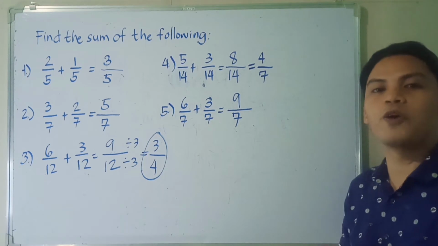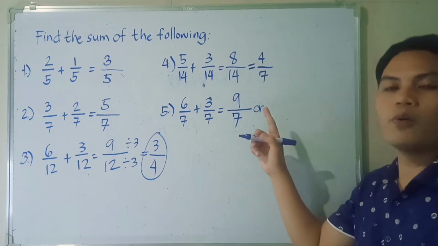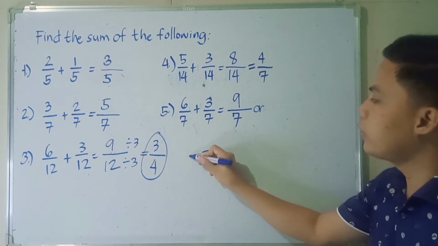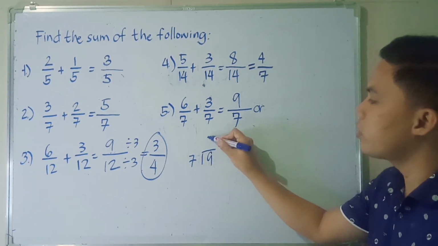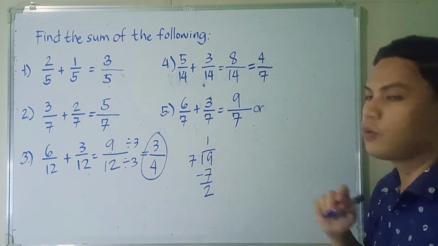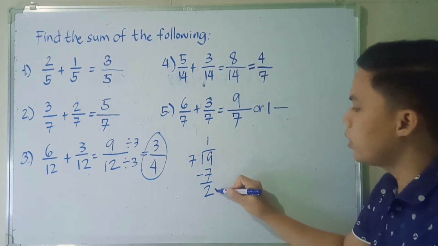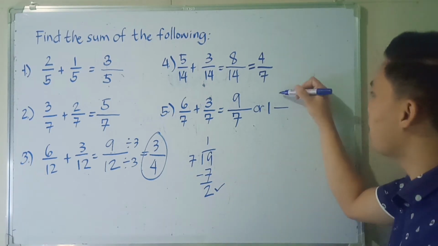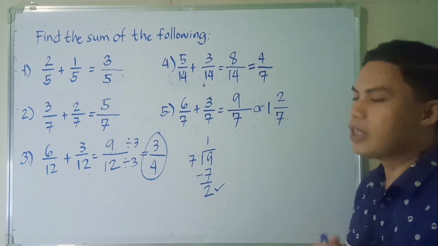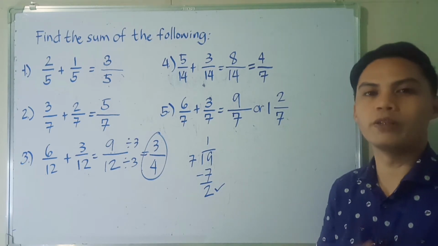Pwede rin natin siyang i-transform in mixed fractions. So, we have 9 over 7, or how are we going to change this one in mixed fractions? So, we're going to divide the numerator by the denominator. So 9 divided by 7, that is equal to 1. 1 times 7, that is 7, minus. So 9 minus 7 is equal to 2. So this would be our whole number na part, 1. Yung remainder natin would be our numerator. And yung divisor, of course, our denominator. So your answer could be 9 over 7 or 1 and 2 over 7.